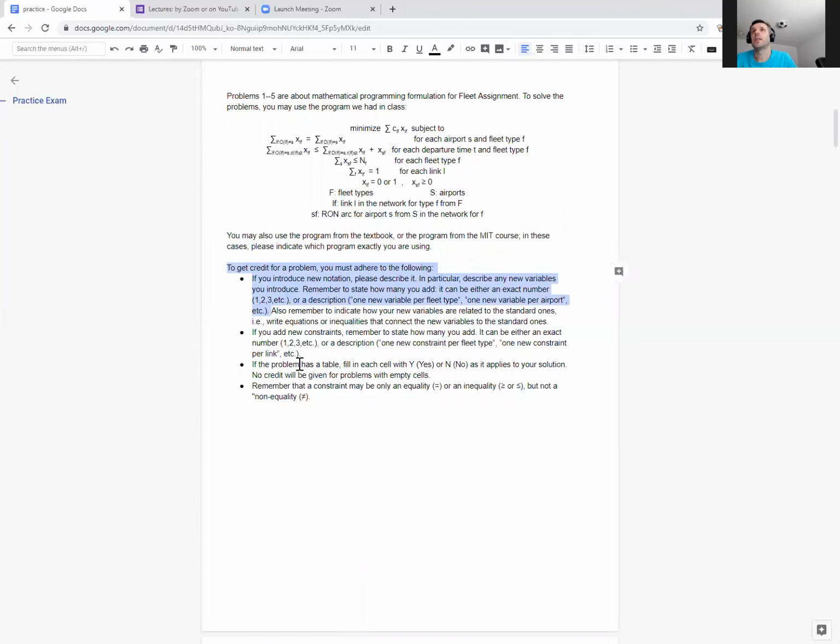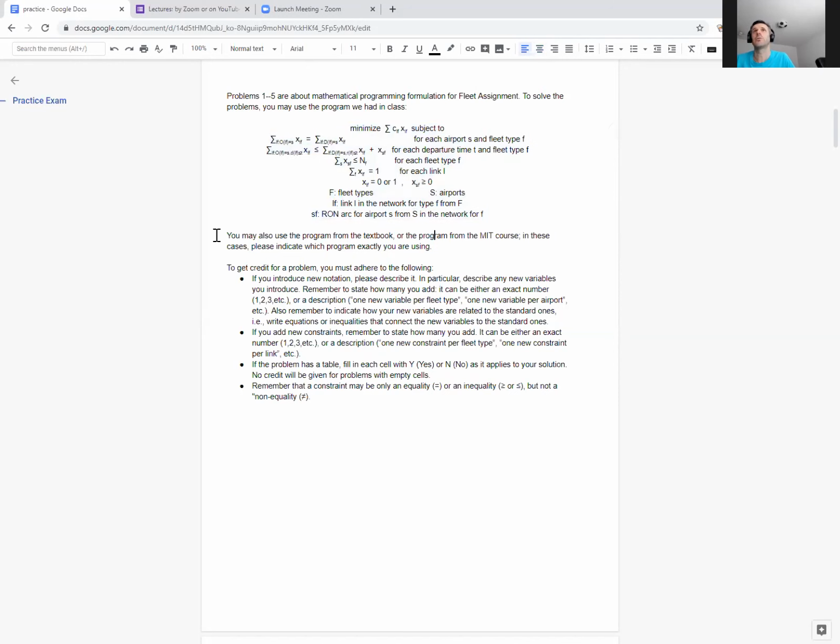And then some of the rules, well, actually the rules start here directly after the mathematical program. So you may use this program, the one that we have in class. You may also use the program from textbook. It's a bit different, but if you like it, that's fine. You can also use the mathematical program from MIT course. That's also fine. But yes, you have to indicate which program you're using if you're not using our default one.